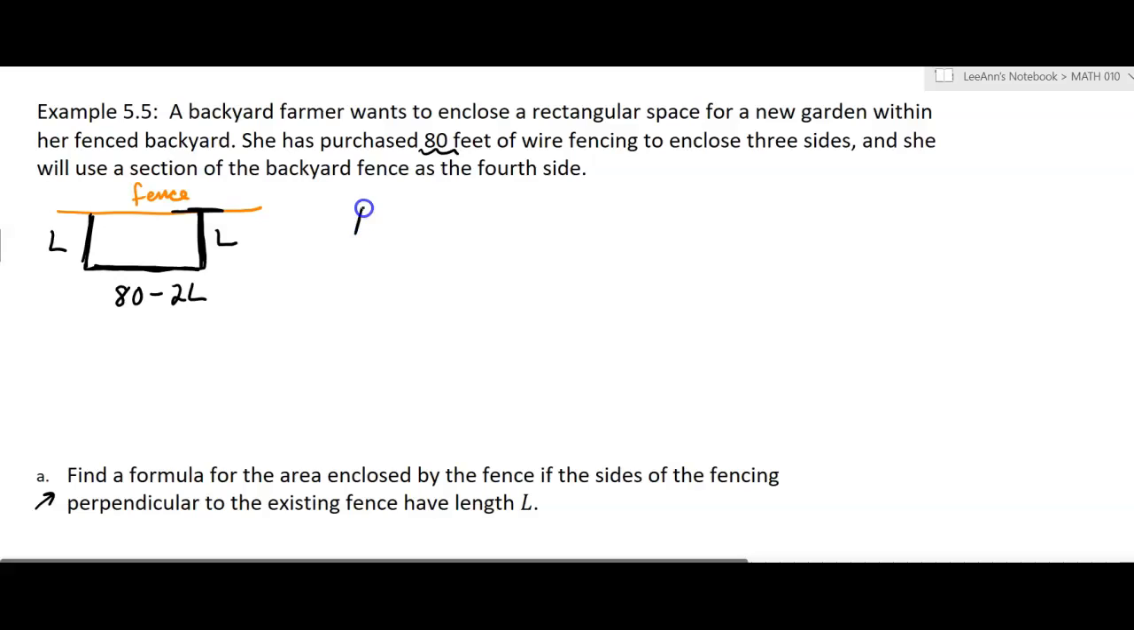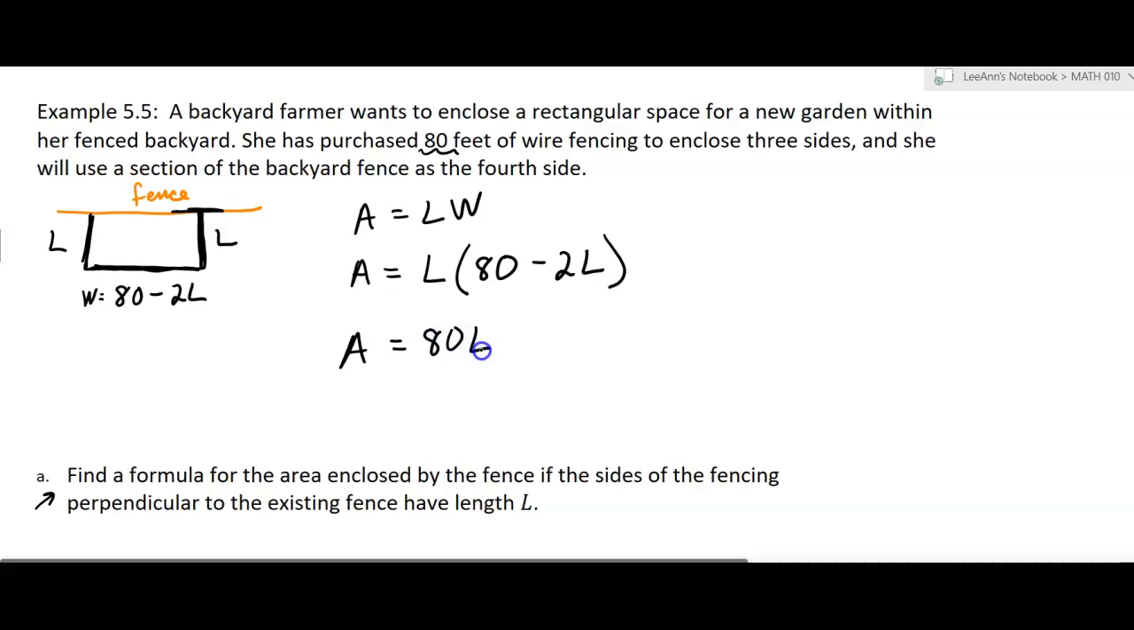Now, how do you find the area of a rectangle? Well, it's length times width. I'll just use capital letters. This is like my width. Now I would have made it W, but anyway, that's okay. So the formula for the area is going to be length times 80 minus 2L. I'm going to multiply that out and get 80L minus 2L squared. Okay? That then is my formula right there.